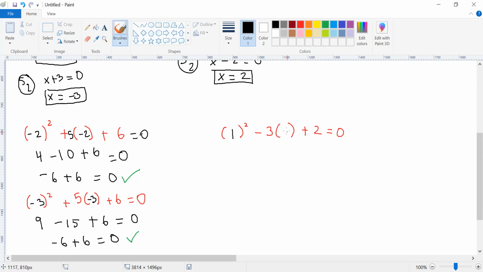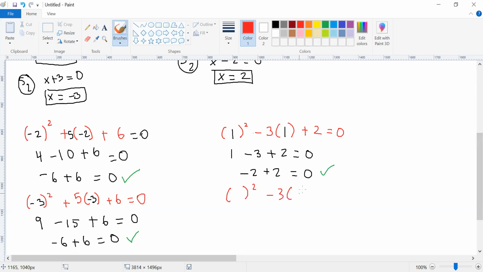And we're going to get 1 squared is 1. Negative 3 times 1 is equal to negative 3, plus 2 is equal to 0. So 1 minus 3 is equal to negative 2, plus 2 is equal to 0. And that is correct. Then let's make our next exoskeleton.